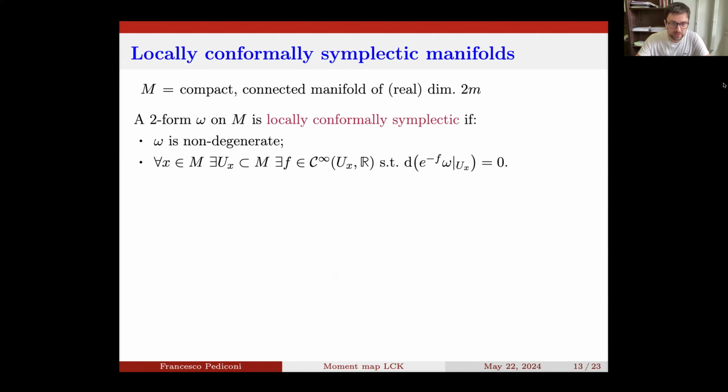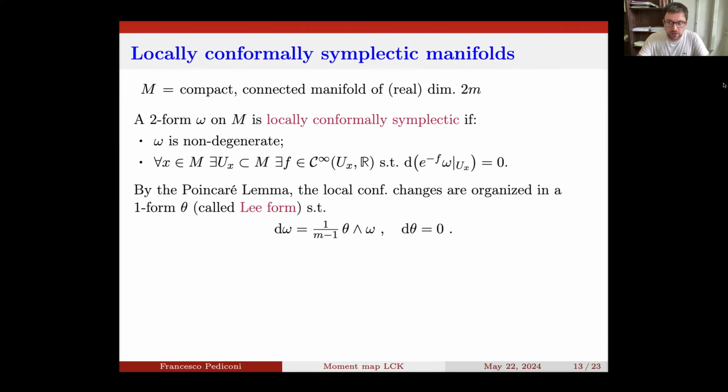As before, you fix your compact manifold M, and a two-form omega on M is said to be locally conformally symplectic if it is non-degenerate, as before. And instead of asking that d omega is zero, we ask the following weaker condition. For any point of the manifold, there exists a neighborhood and a smooth function defined on this neighborhood, so that after the local conformal change, this form turns out to be closed. This is precisely the meaning of being locally conformally symplectic.